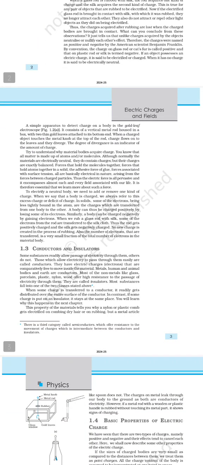Next, in the third page, we have a simple apparatus used to detect the charge in a body, the gold leaf electroscope. It consists of a vertical metal rod housed in a box with two thin gold leaves attached to its bottom end. When a charged object touches the metal knob at the top of the rod, charge flows onto the leaves and they diverge. The degree of divergence is an indicator of the amount of charge. So, what is an indication of the amount of charge? Degree of divergence. Gold leaf electroscope is nothing but a vertical metal rod housed in a box with two thin gold leaves attached to its bottom end.